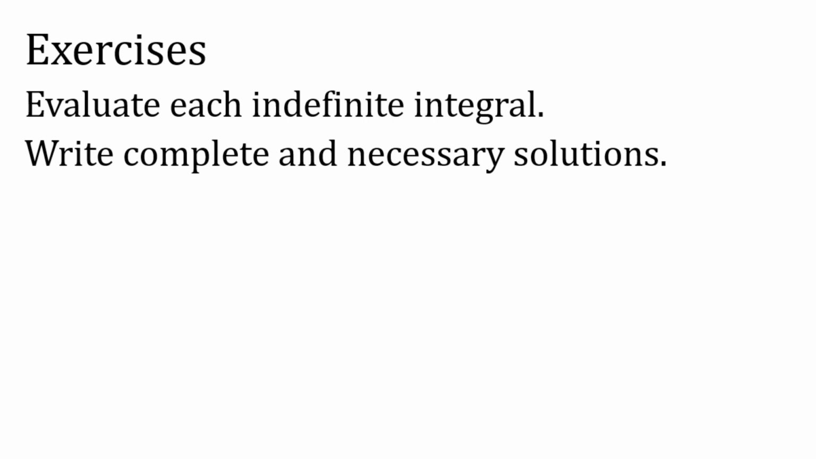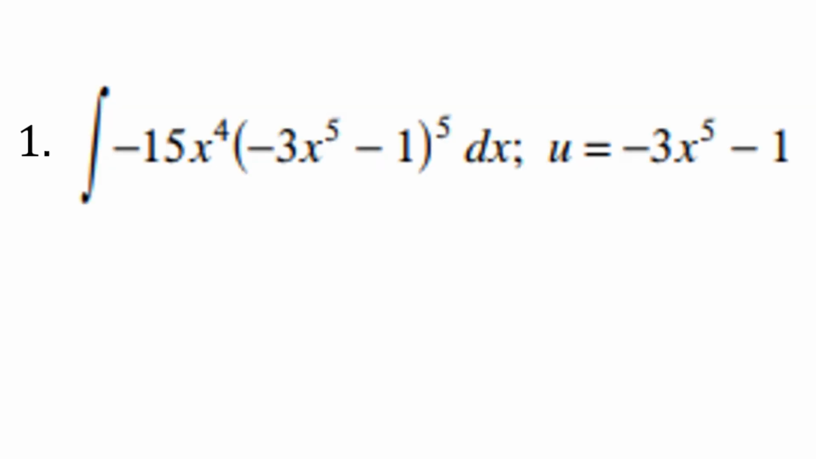So now I will be leaving you with some exercises. Evaluate each indefinite integral, write complete and necessary solutions. This will also be a part of your output this week. Number 1, the integral of negative 15x to the 4 times (negative 3x to the 5th minus 1) raised to 5 dx. Our u here is negative 3x to the 5th minus 1. So this is our answer. So I will be giving you the answer. What you have to do now is to write the complete solution, okay?